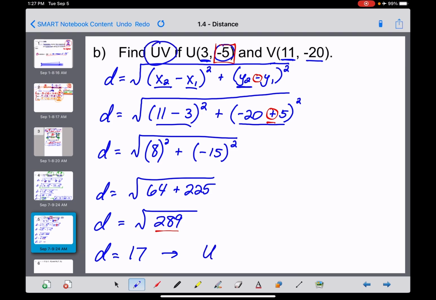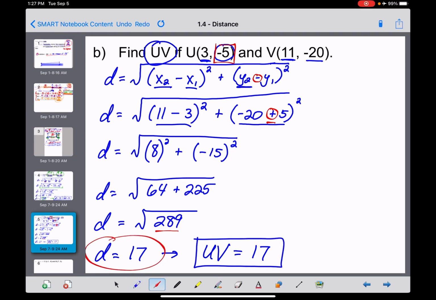So I'll just write my answer a little more formally. The measure of UV is equal to 17. But guys, if you forgot to do that and this was your final answer, you'd get full credit for that. You know what you're doing. Okay, so hopefully you guys had some success doing that one on your own.